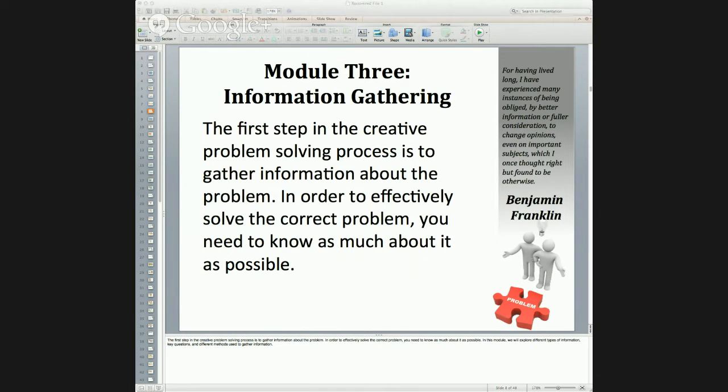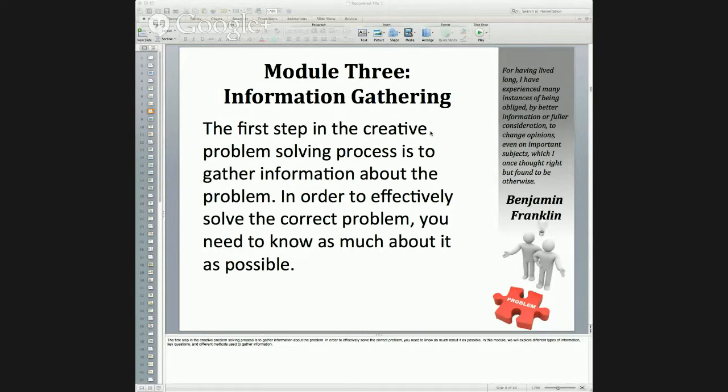Module 3, information gathering, which was the first step to creative problem solving. The first step in the creative problem solving process is to gather information about the problem. In order to effectively solve the correct problem, you need to know as much about it as possible. In this module, we will explode different types of information. Explode or explore. We will explode as in, you know, boom, give you the different types of information you need. Or we can explore as in do research and go further, look further into this. The types of information you need, the key questions you need to ask, the different methods used to gather information.